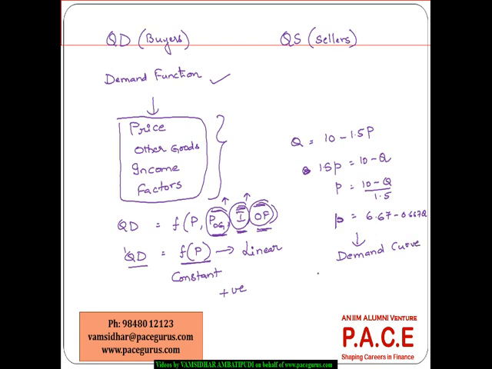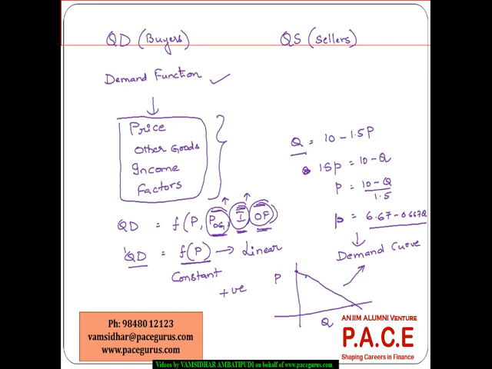because in the graph of the demand curve, we take Q on the x-axis, the price on the y-axis, and we try to plot this. So for Q equal to 0, P is 6.67. For Q equal to 1, P is 6.67 minus 0.66, so somewhere around 6. And for Q equal to 10, probably P is 0. So a kind of a line that comes like this, this is called the demand curve.